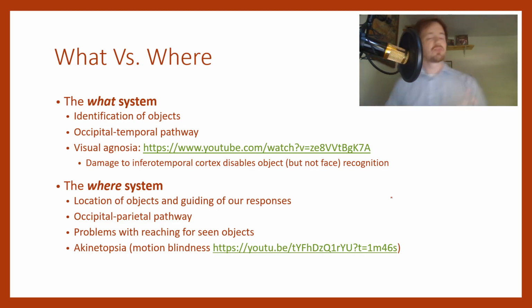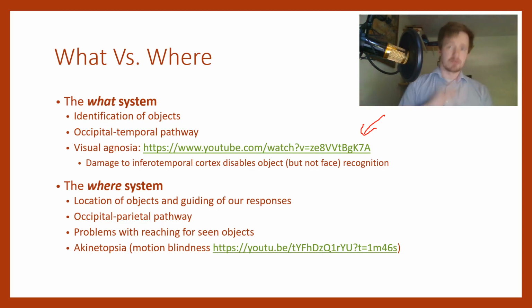But before we get down that road, a little more explanation about the what versus where pathways and systems that we have. The what system, which is going to be the inferotemporal cortex, is responsible for detecting what something is, recognizing it, identifying it. The way that we know this is through lesion studies. We have seen what happens whenever people damage this part of their brain. They are left with a very peculiar condition called visual agnosia.